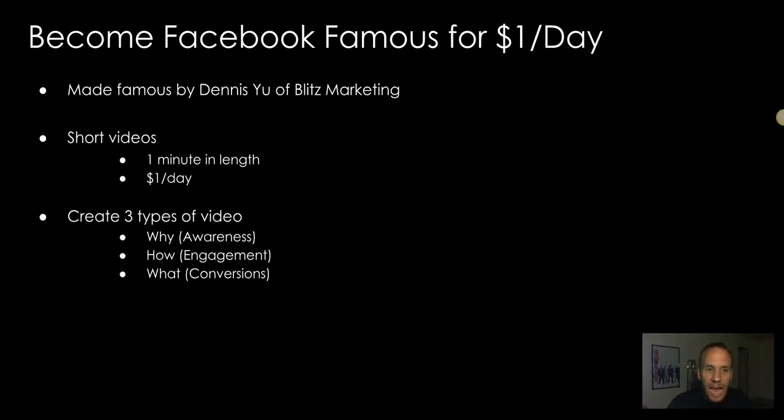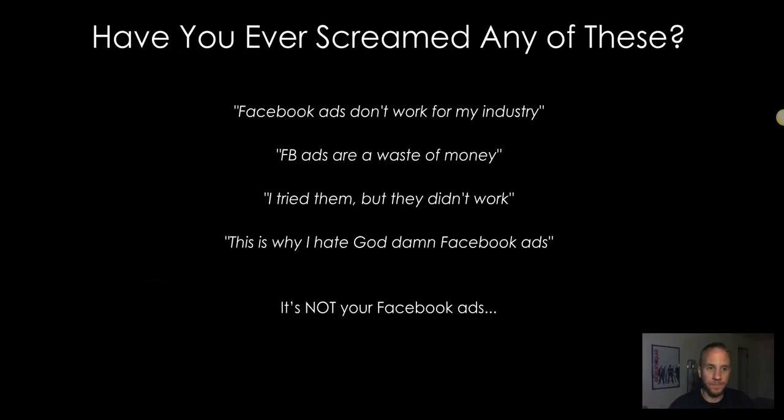And then you just spend $1 a day on these videos. And if they're performing well, then you can increase the budget. If they're not performing well, you kill them. You create 3 types of videos, is what he says: the why video, the how video, and the what video. And it follows that same exact funnel flow that we talked about in the beginning: awareness, engagement, and conversions. So check Dennis Yu out on YouTube or Google. There's tons of blog posts on this specific strategy, and it's a killer one.